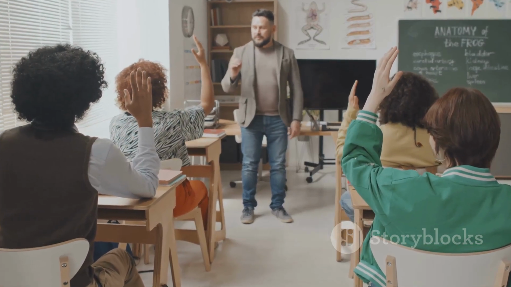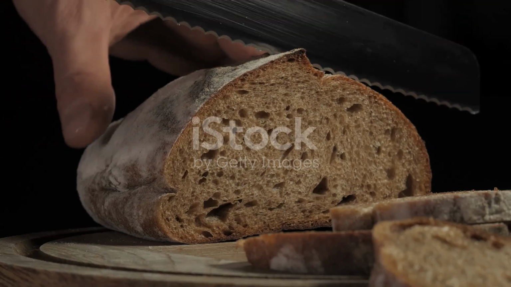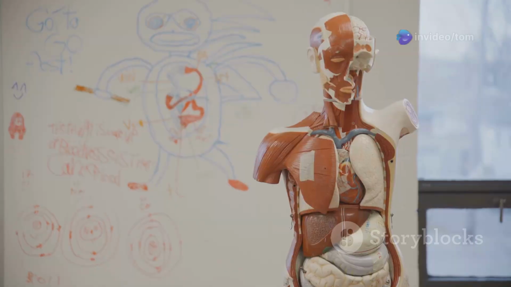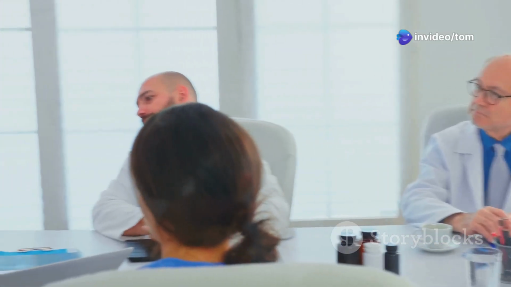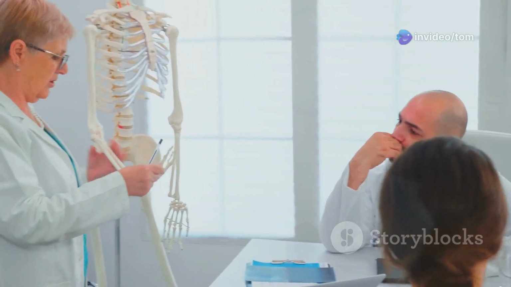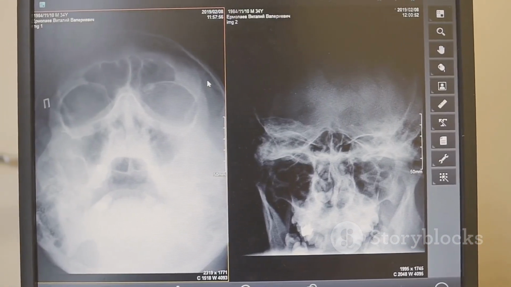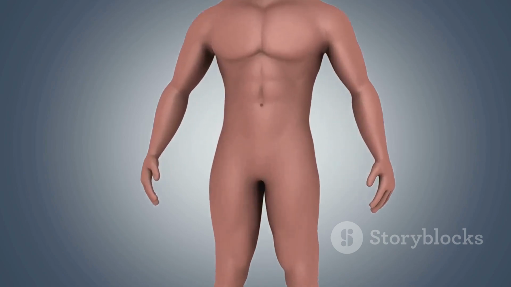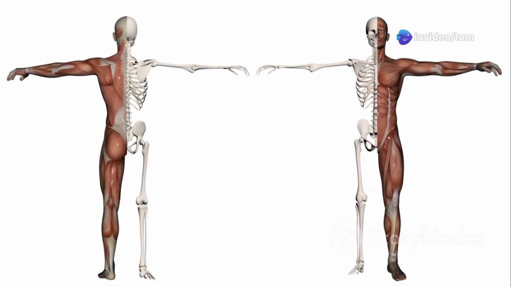Section 4. Slicing and dicing, understanding body planes. Imagine slicing through a loaf of bread to get a better look at its layers. Similarly, anatomists use imaginary planes to divide the body into sections, making it easier to visualize and study its internal structures. The sagittal plane divides the body into right and left halves. A mid-sagittal plane cuts the body into equal right and left halves, while a parasagittal plane creates unequal halves.